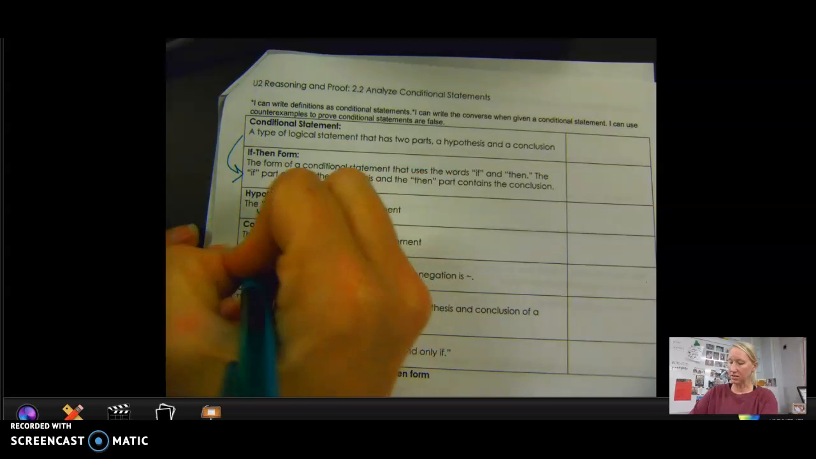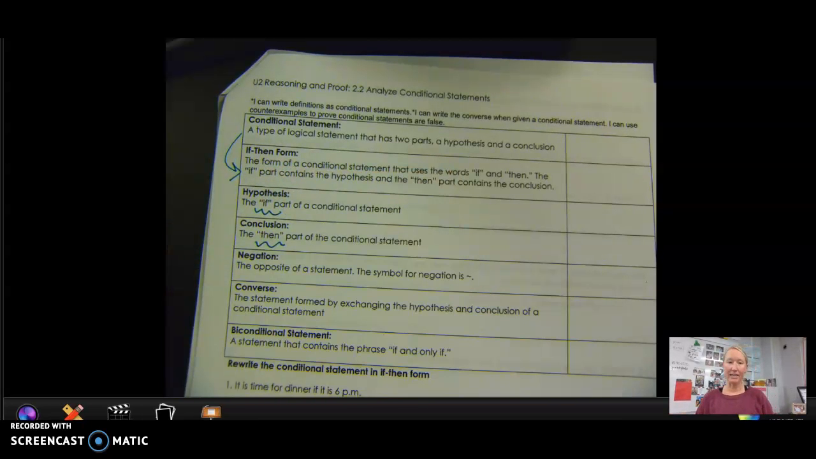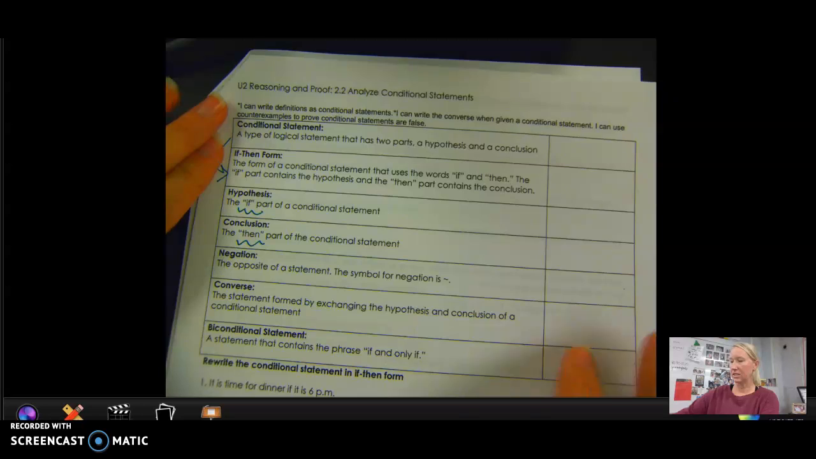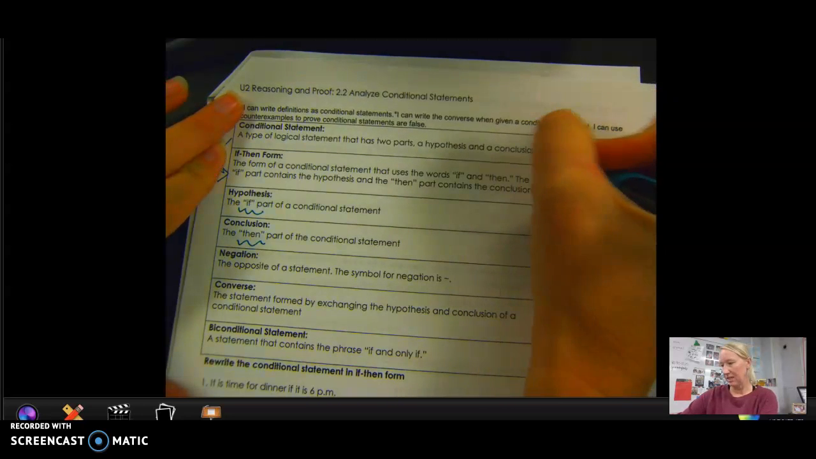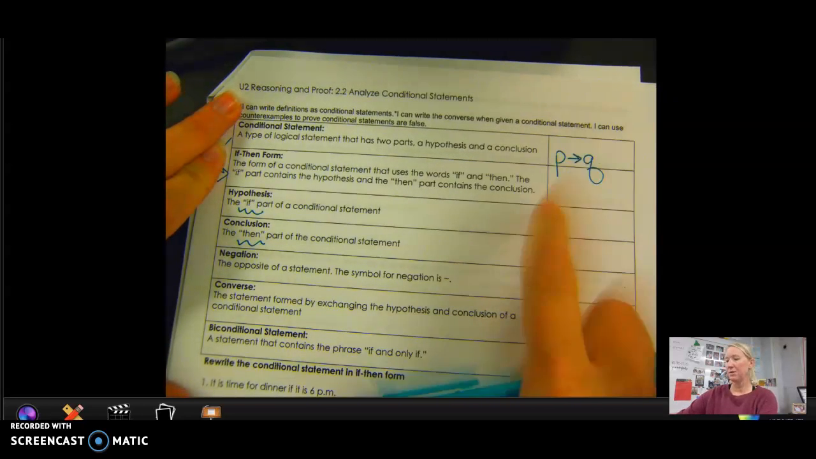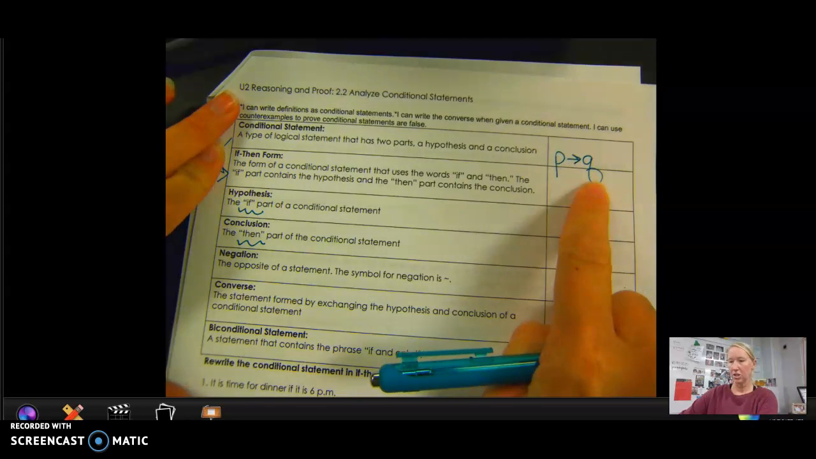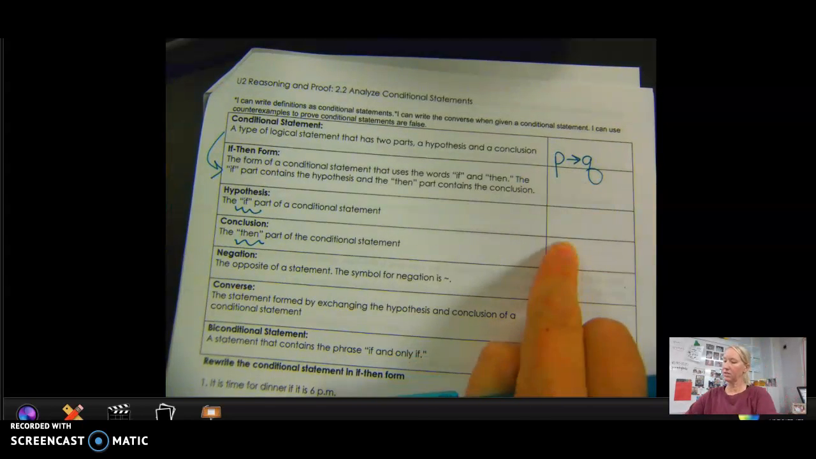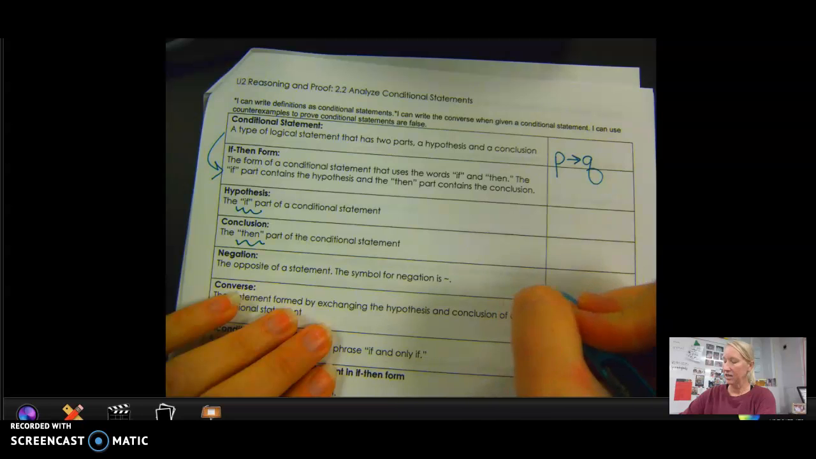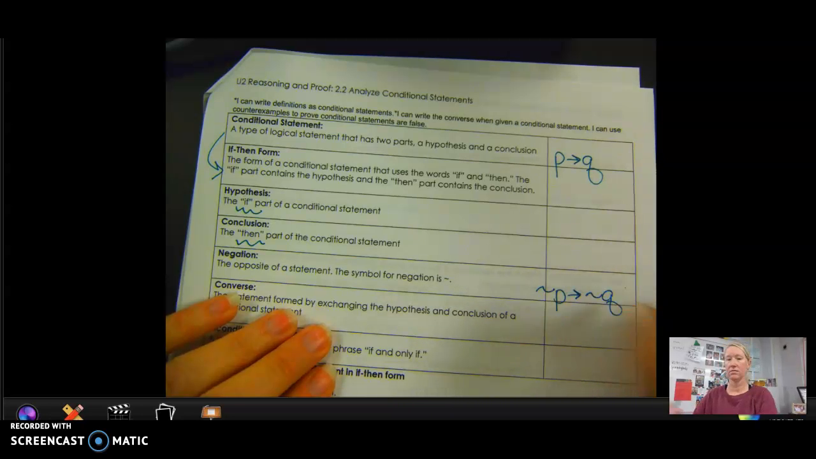So the then part. Negating is making the opposite for both the hypothesis and the conclusion. So if I negated it, it'd be, if it is not Wednesday, then I do not go to the mall. We do shorthands for conditional statements. We say P, then Q. P stands for the hypothesis, Q stands for the conclusion. So if I was going to do a negating, it'd be not P, then not Q.